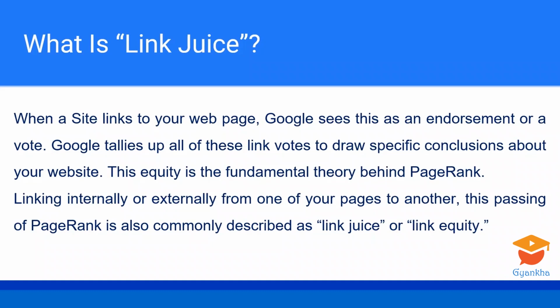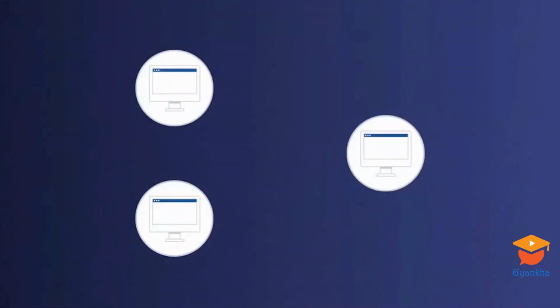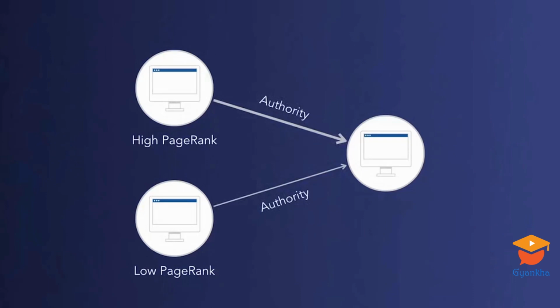The amount of link authority passed depends on two things: the quality of the referring page, and the total number of outbound links on the referring web page. Even though link juice is a common terminology, it is not in Google's vocabulary, which means the SEO community coined it. For example, let's say we have two web pages that are linking to a page on our site. Let's say one of these pages has a high page rank, and the other page has a low page rank. Now, when these sites link to our site, they're passing on authority, but you'll notice that the page with the high page rank passes on more authority than the page with the low page rank.